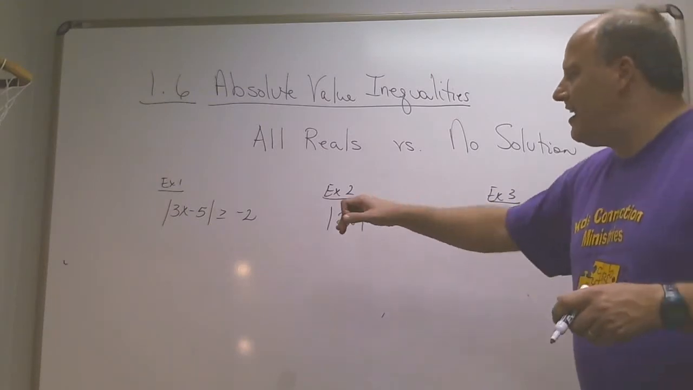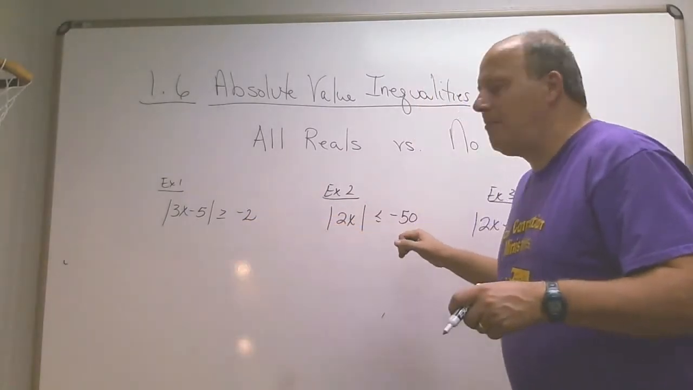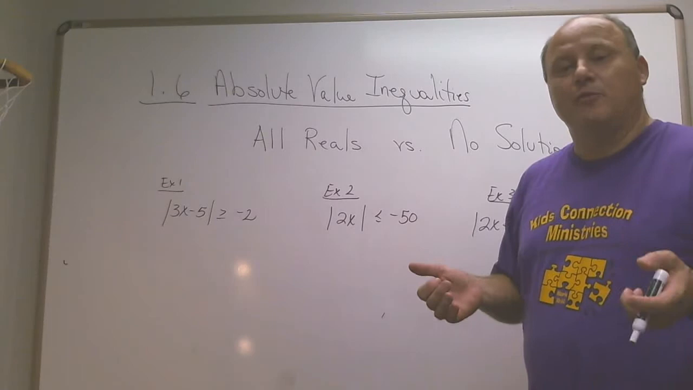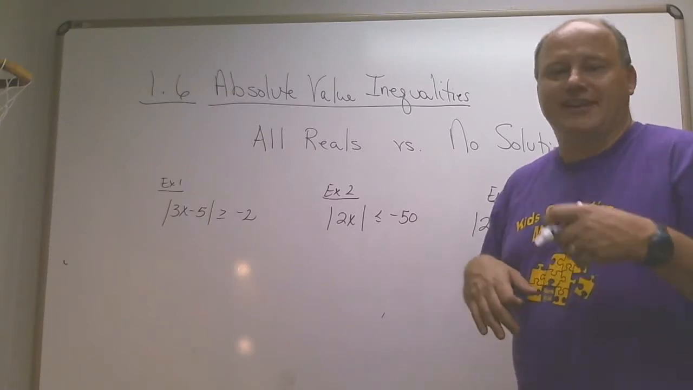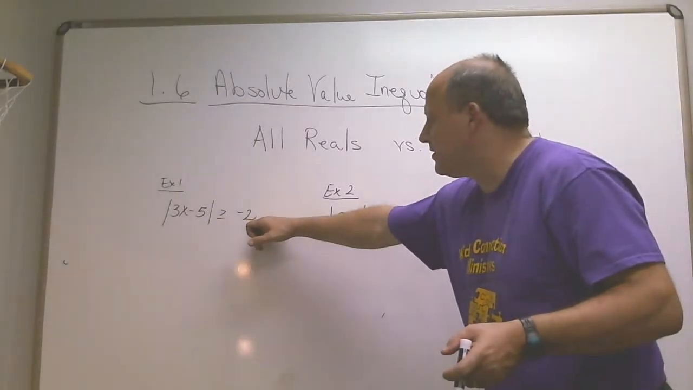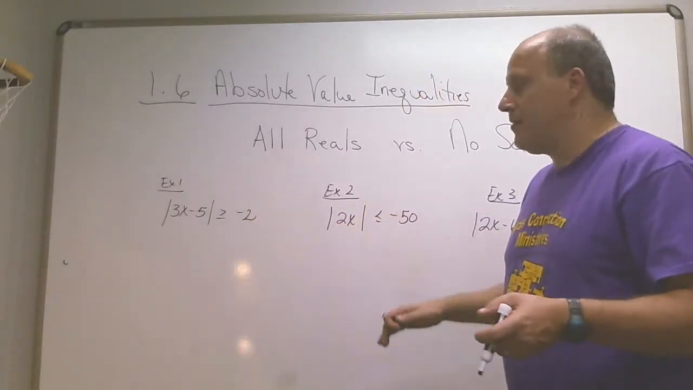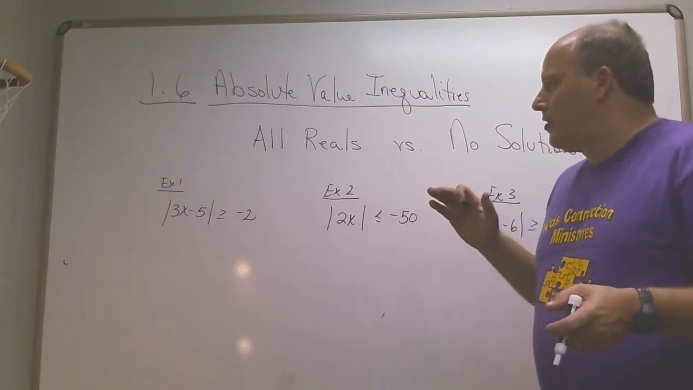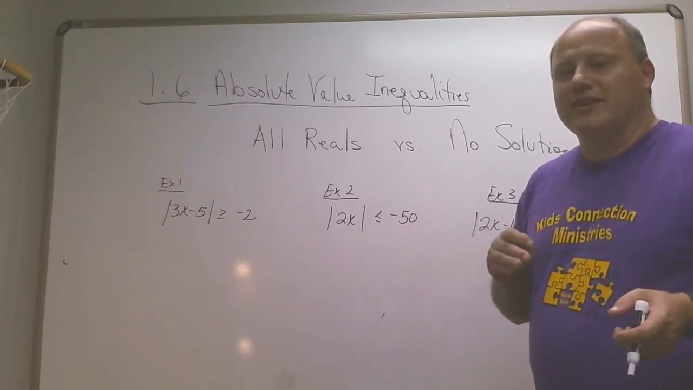So when you have a negative number on this side, probably your best bet is just to put a number in for x. If it works, then it's going to be all real numbers. If it doesn't work, then it's going to be no solution. That's what happens if you end up with a negative number on this side, and that would probably be your safest bet.